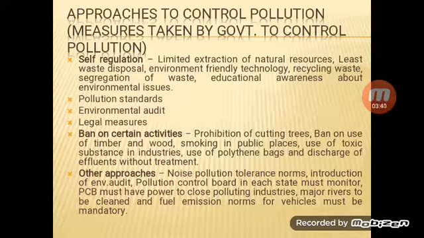Next one is the approaches to control pollution. There are various measures taken by the government to control pollution. First, self-regulation. Every business must be self-regulatory. Pollution standards to be maintained. Environmental audit must be conducted. Legal measures to be followed properly. Certain activities like cutting trees must be banned by the government. Other approaches like noise pollution tolerance norms, introduction of audit, and a pollution control board in every state must monitor all the activities. They must get the right to close the industries which cause pollution. This is regarding the various approaches to control pollution.